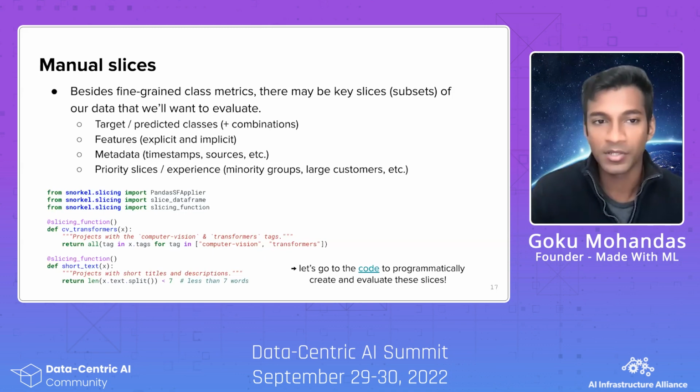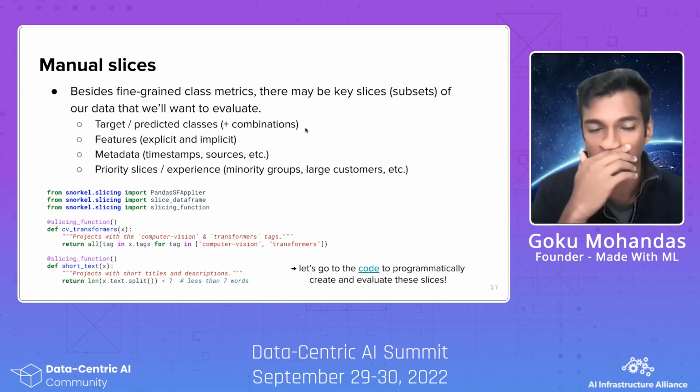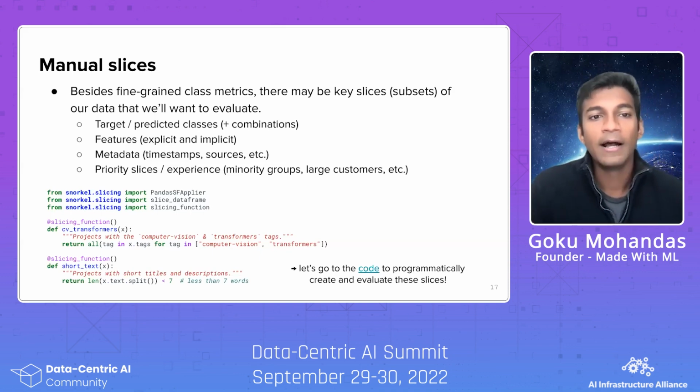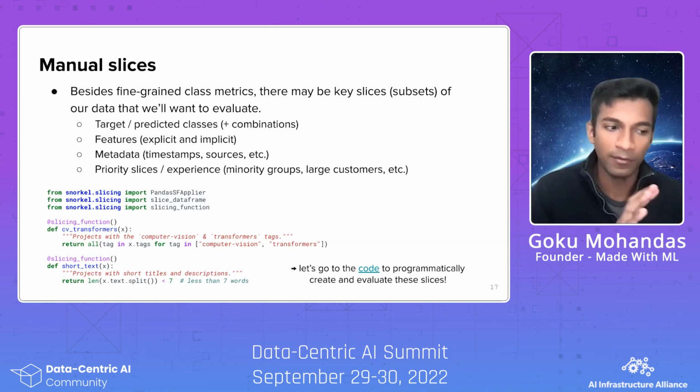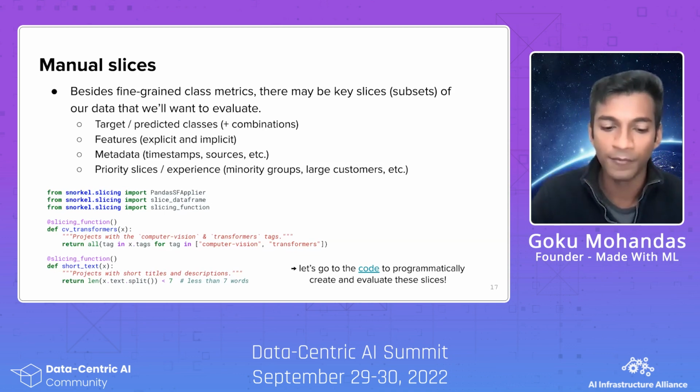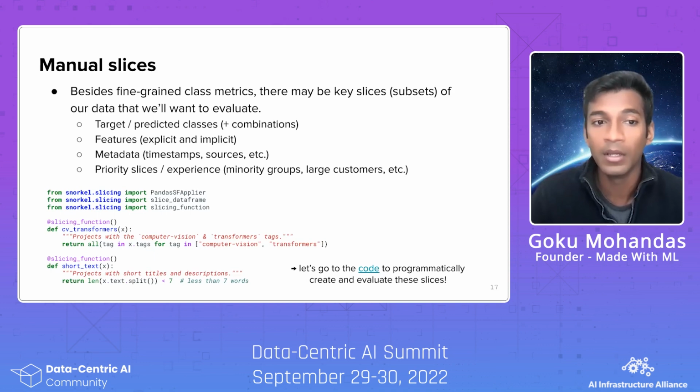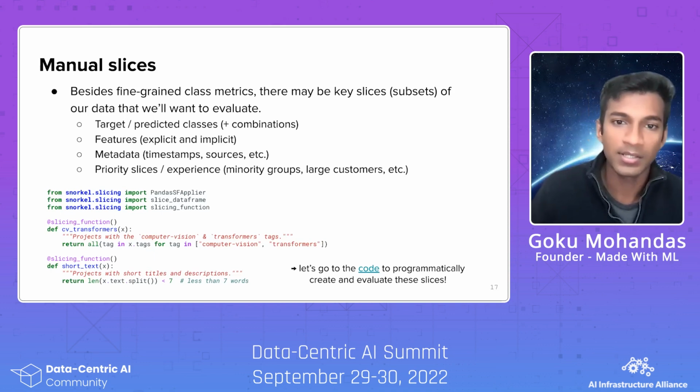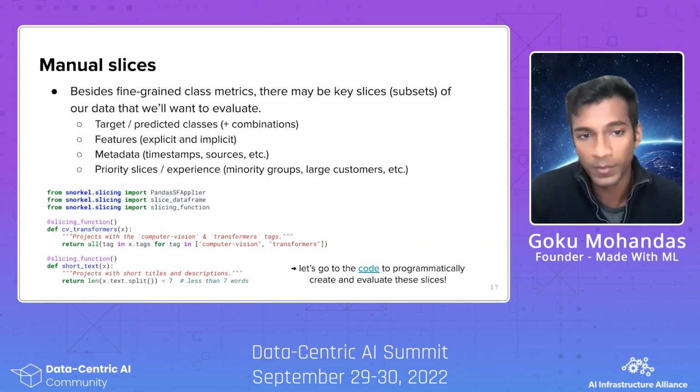The concept is called slicing as a whole, and we can create manual slices across different things. For example, we already did it for the labels, but we can also do it for combinations of labels, especially if we're working in a multi-label scenario. We can also do it for certain features. Let's say I want to know for this given feature, if it's this value or if it's between these values, just find the subset of data that has that value and give me the performance on that. You can also apply this to metadata, not features that are used by the model, but features that are available in the data set itself, like timestamp or the source where the data is coming from. And then obviously you can create your own slices. Maybe you want to know performance on minority groups, or performance on your largest customers. These are slices that you can create.